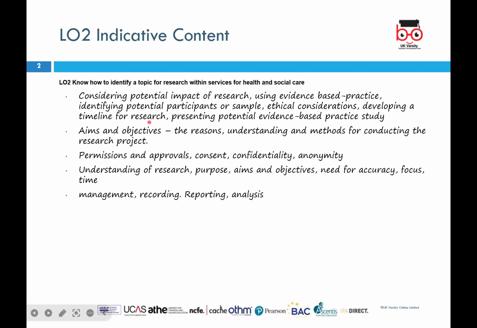So again, any questions, if you can't speak, just write it down in the chat and I'll look into it. Okay. So the second learning outcome is to know how to identify a topic for research within the services for health and social care. So you're considering the potential impact of research and you're using evidence-based practice. We talked about what evidence-based practice means, that you have evidence that this drug has worked or this intervention has worked in a particular environment or a particular setting. That is known as evidence-based practice. So you have evidence already that this works and this doesn't work, so you're going to use what is working and not what is not working.